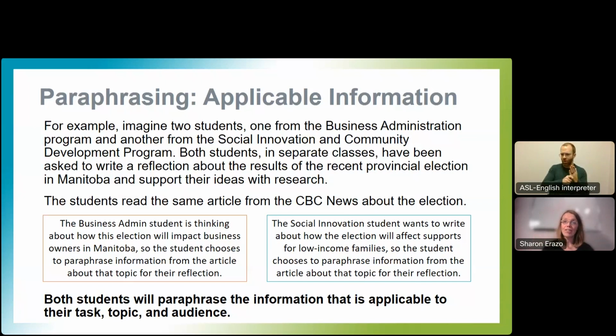They don't necessarily have to paraphrase the article as a whole. So they paraphrase the information that's applicable to their task, their topic, and audience, while staying true to the intentions of the original author.